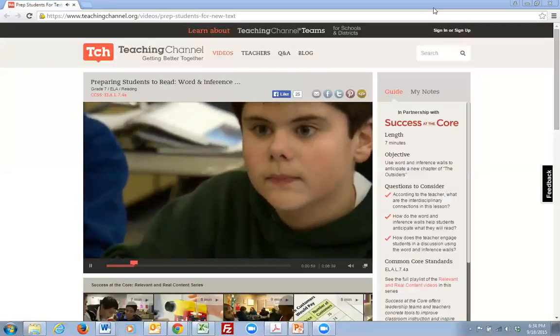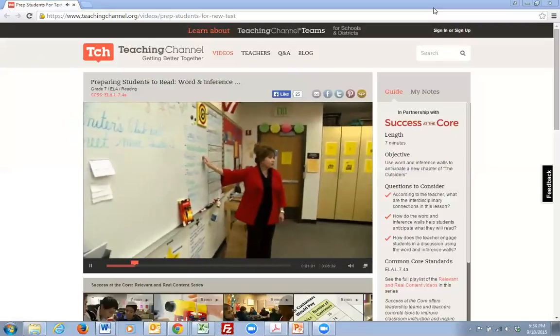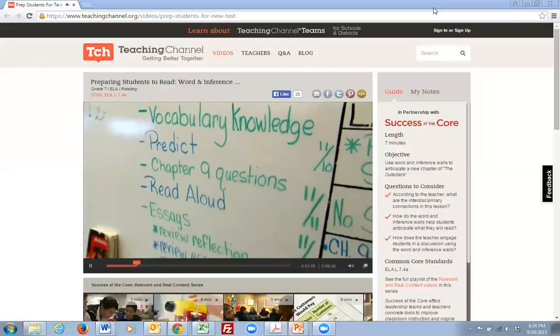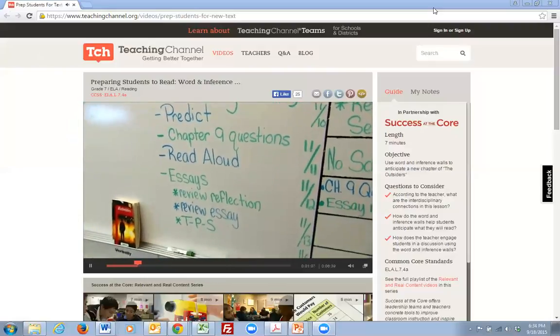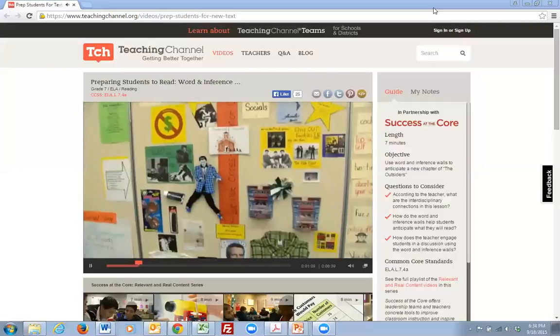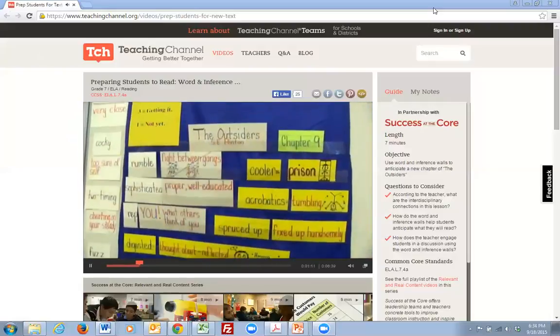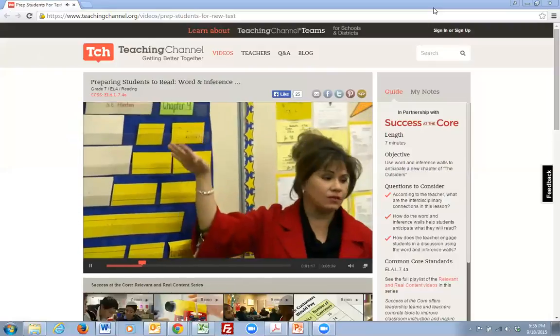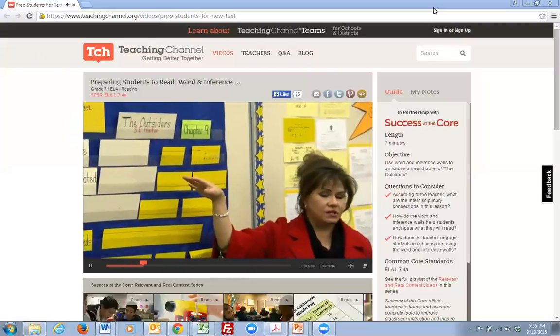Okay, I'm going to go over today's goals. We're going to go through some vocab knowledge, some prediction, Chapter 9 questions, and read aloud. All right, and then we're going to do some predicting by using our inference wall and the word wall. These are still words that are relevant to Chapter 9.